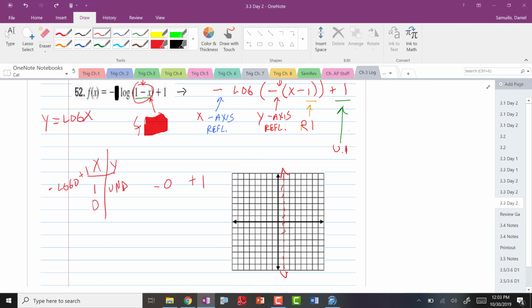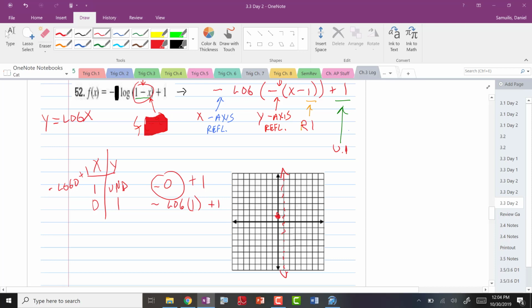And this shouldn't confuse. Okay, why would I plug in 0? Because then that would be negative log of 1 plus 1. Now I can ask the question, what is log of 1? 0 plus 1, which is 1. 0 comma 1. I don't really see the shape there.